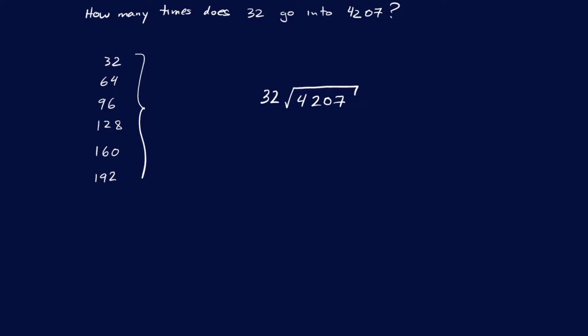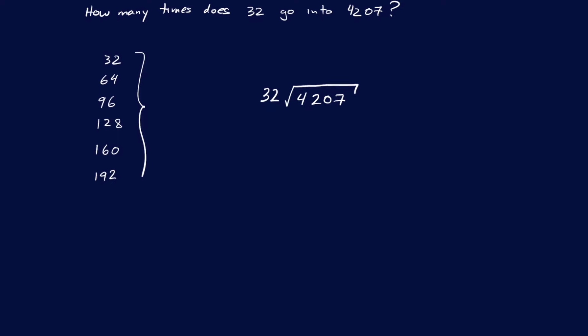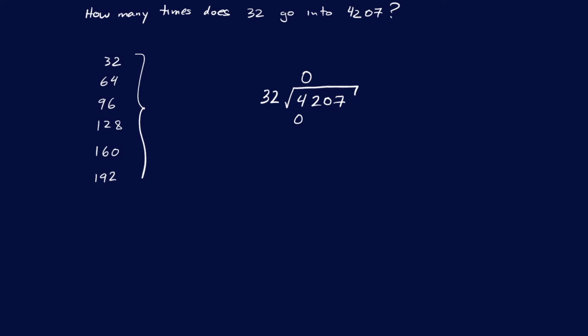Okay, so the first step is to figure out how many times 32, which is our denominator, goes into 4, which is the first digit of our numerator. So 32 goes into 4 0 times because 32 is bigger than 4. So we're going to write 0 on top of the 4. Then we're going to multiply 32 by 0, which is 0, and write that 0 underneath the first digit, which is 4. And then we're going to subtract the 0 from the 4. So 4 minus 0 is just 4. Now the next step is to bring down the 2, and we get 42.